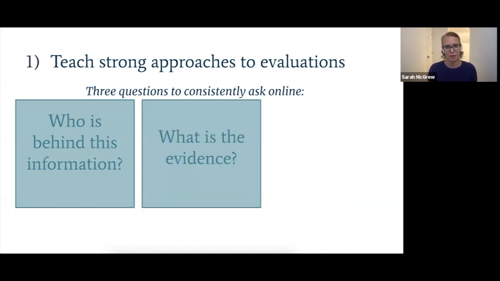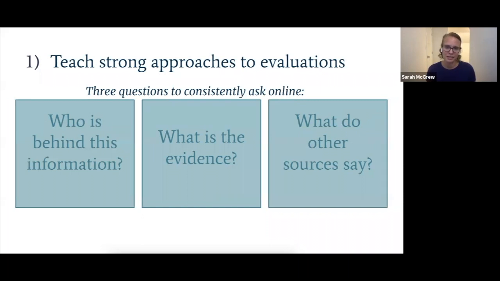Once we find sources that we trust, we can ask what's the evidence, right? We should consider whether there's actually evidence presented, what source provided that evidence, and whether the evidence actually supports the claims being made. And then finally, another really critical question to ask online is what do other sources say, right? So one of the strengths of the internet is that there's just more information than we could ever read in a lifetime, right? So if we're not sure about a source or a claim, we should turn to other sources and check what additional sources say, not just stay with the one that we originally found.